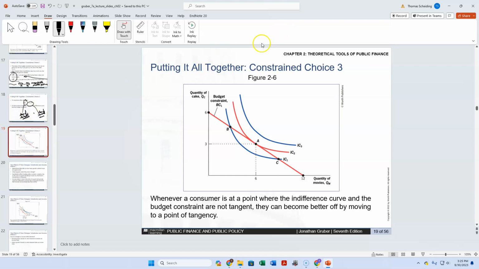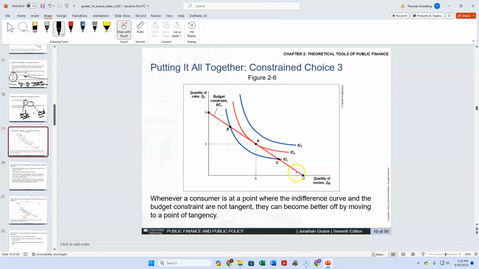At B, why do we know A is optimal, I guess, compared to B and C? To review our argument from the past two slides. First, we know that A is optimal because it's on a higher indifference curve. But we also know that A is optimal because at A, the slope of the indifference curve is equal to the slope of the budget constraint.